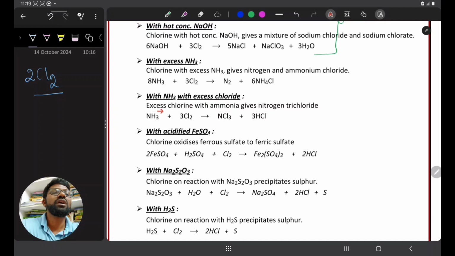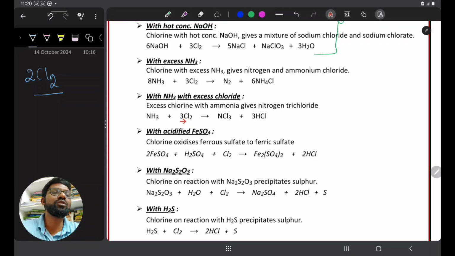The excess of chlorine reacts with ammonia, gives nitrogen trichloride. So you have written NH3 ammonia, 3 moles of chlorine. Compare these two reactions so you don't get confused with the number of moles. There is no change in the number of moles of chlorine between the previous reaction and this reaction, 3Cl2, no change. The only change is here ammonia 8 moles, but here ammonia 1 mole. That means the number of moles of ammonia decreased, but chlorine is the same. So now here chlorine is in excess because ammonia is 1 mole, chlorine 3 moles.